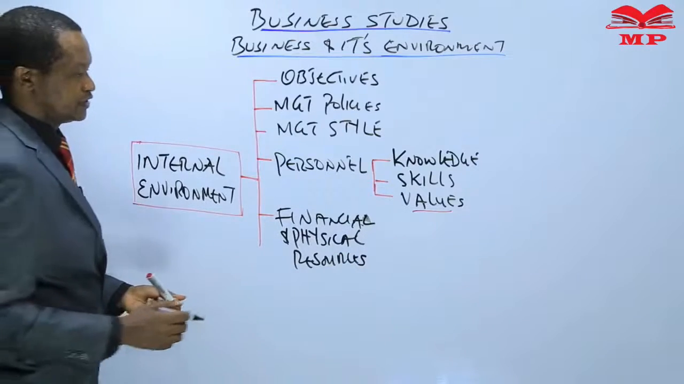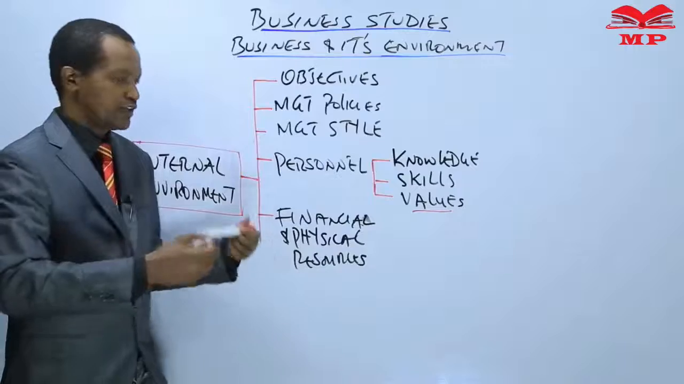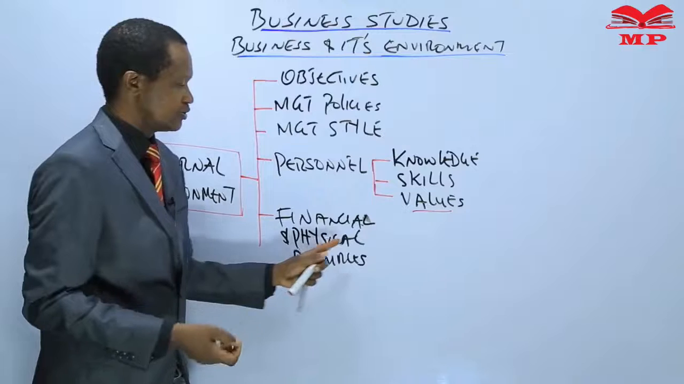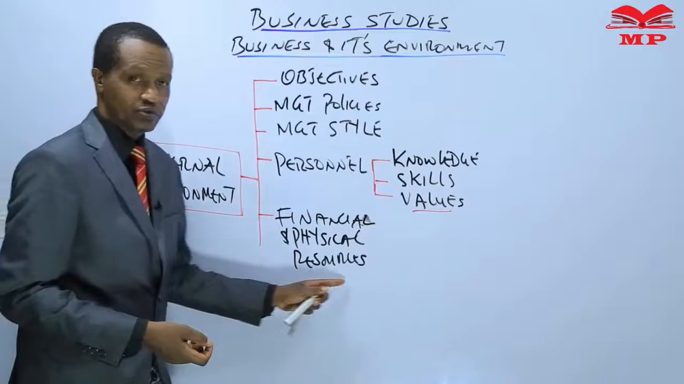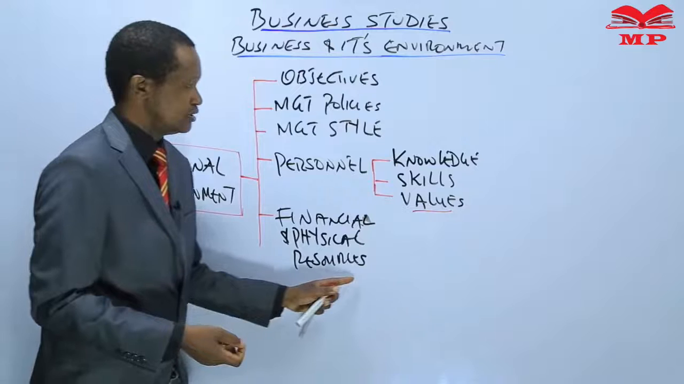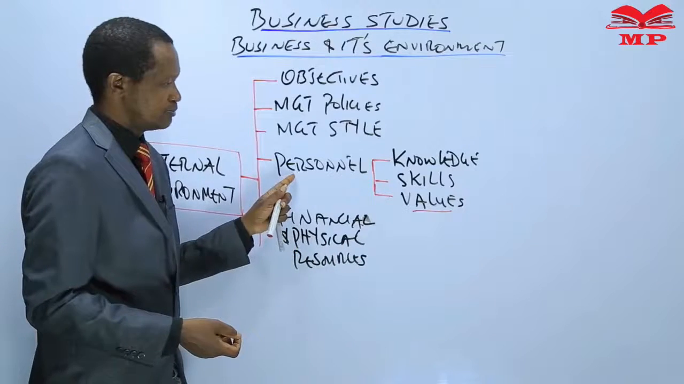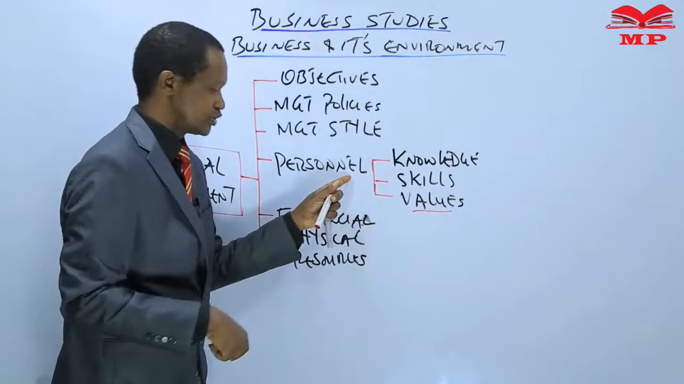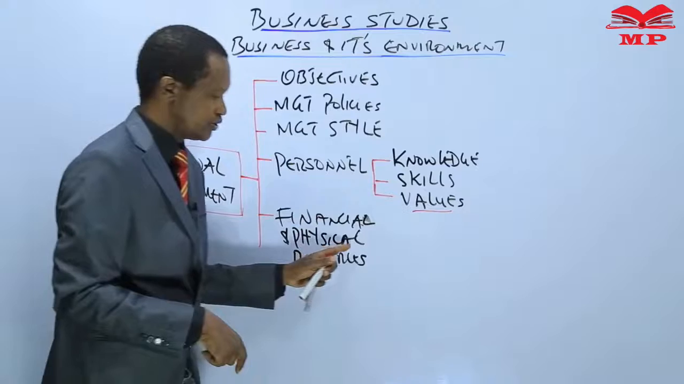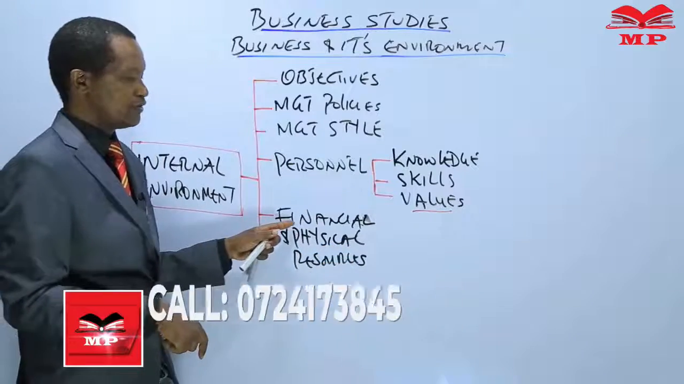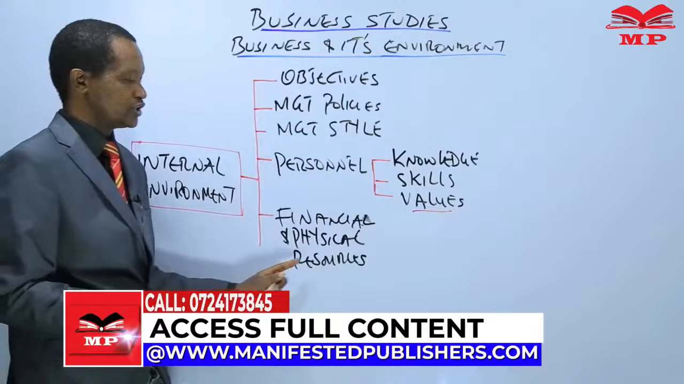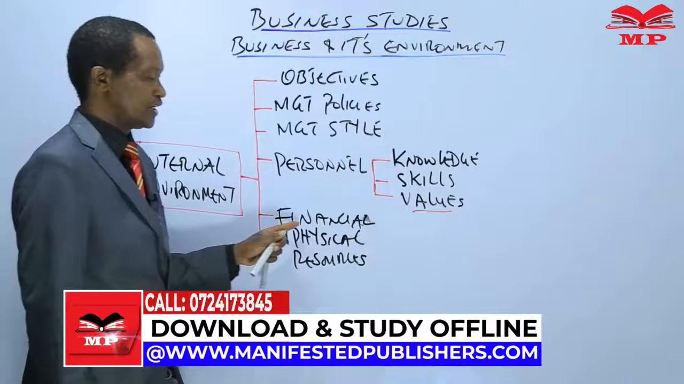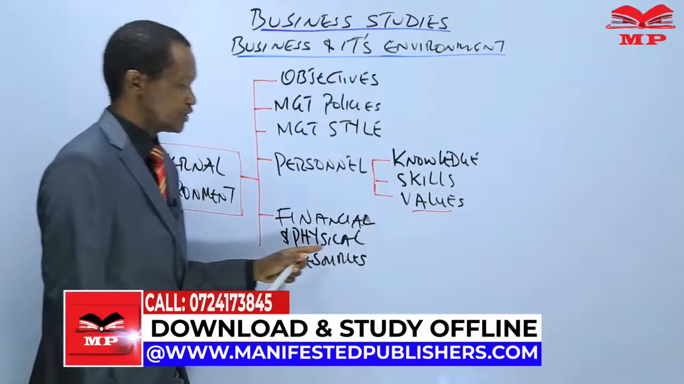Financial and physical resources, two things. Financial is from the word finance, then physical resources. There are many different types of resources. Personnel is also a resource. It's called human resource. Then we have physical resources, then we have financial resources. So resources can either be in relation to personnel or finance or physical resources.